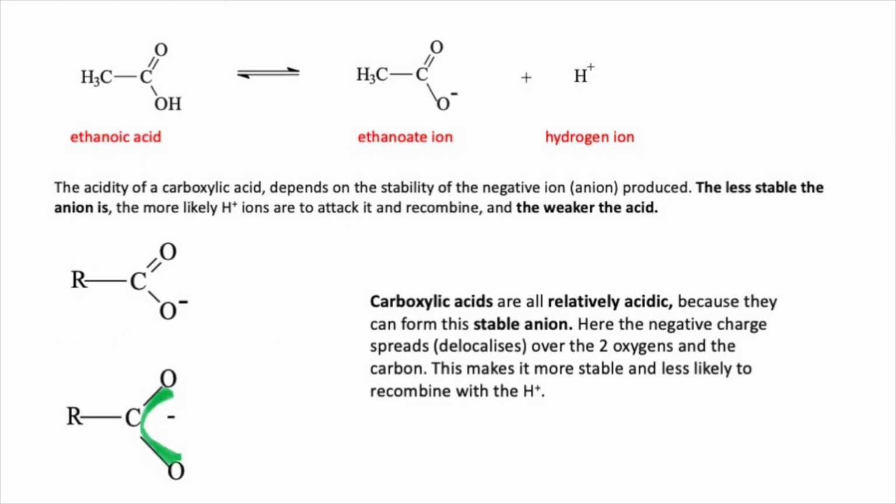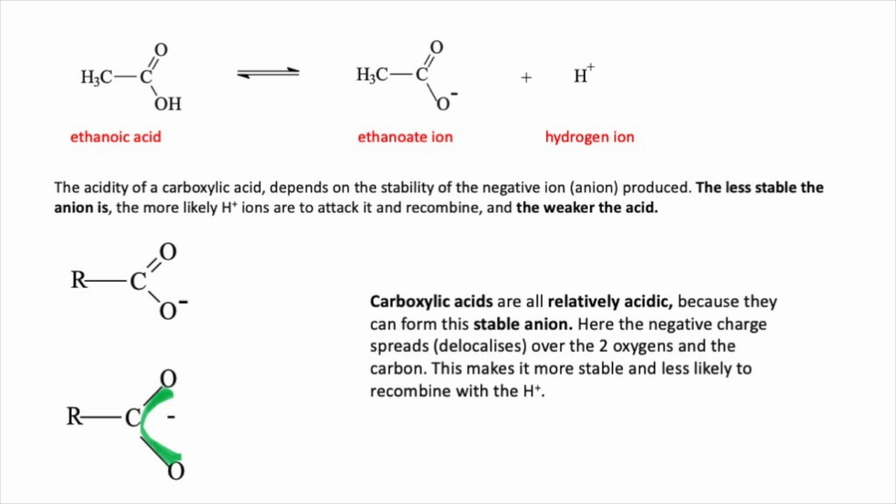Now the acidity of a carboxylic acid depends on the stability of the negative ion formed when the carboxylic acid splits up. So it depends on the stability of the carboxylate ion. The less stable this anion is, the more likely H+ ions are to attack it and recombine with it and reform the original acid. In other words, this pushes the equilibrium to the left hand side. So if this anion is less stable, there are fewer H+ ions in solution and the acid is weaker.